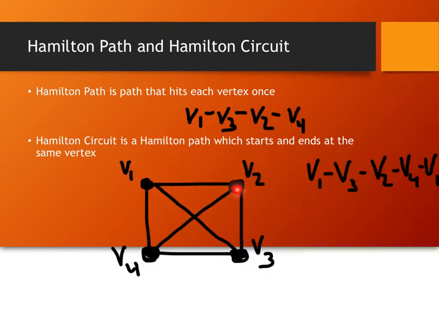You could have gone this way. You could have gone this way. You could have gone this way. All right, there's a lot of different ways to do this. So oftentimes there's many different Hamilton paths or Hamilton circuits in a graph, but sometimes there's none. There are graphs which don't have a Hamilton path, that you can't hit every single vertex once, or you can't start and end at the same vertex and things of that nature.